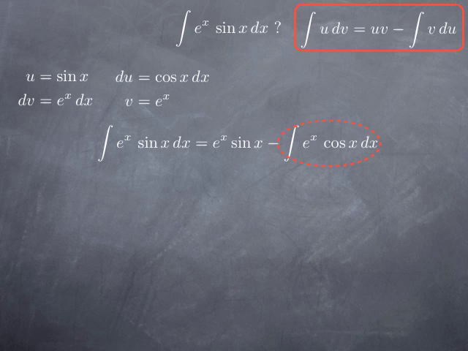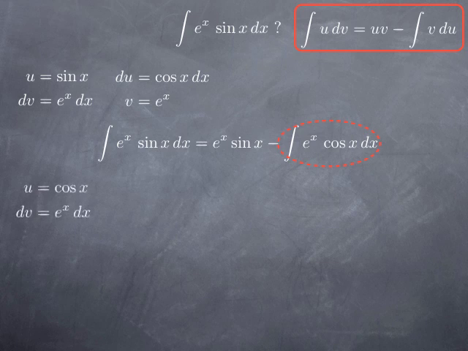Okay, so what can we do next? Well, if integration by parts on e to the x sine x gave us the integral of e to the x cosine x, maybe integration by parts on the second integral will take us back to the integral of e to the x sine x. And in that case, we will have this integral of e to the x sine x on both sides, and maybe we can solve. Well, that's worth a try. So let's use integration by parts on this integral.